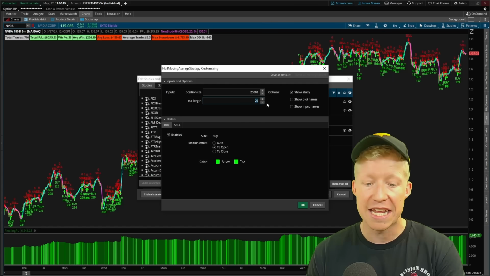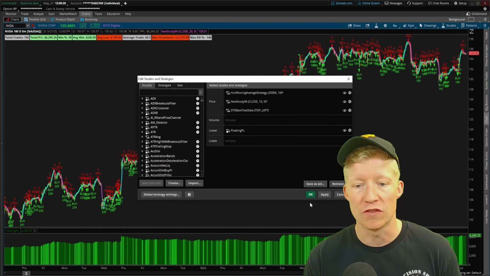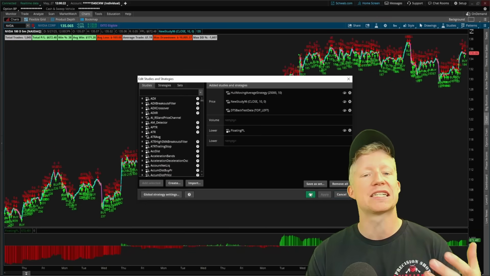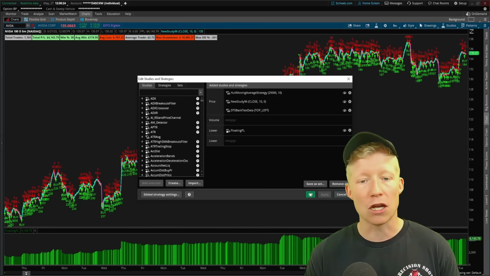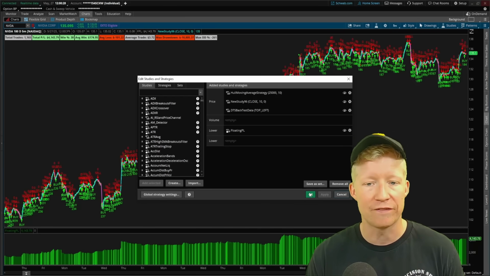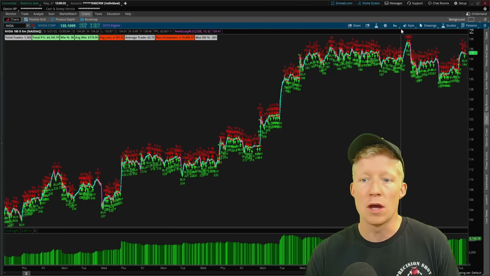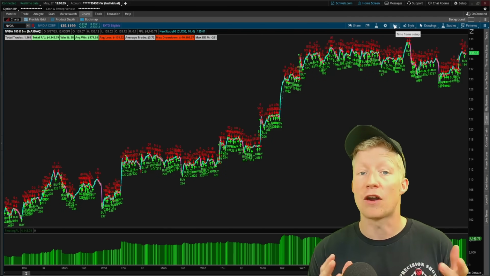What if we shorten it even more? Like what if we come down to 10 on the Hull moving average length? And by the way, as I'm doing this, I want you to be taking note of how I'm testing, right? This is how I test to find if things work or they don't. Okay, that makes it even worse. So I don't know. I just did a very quick test there.